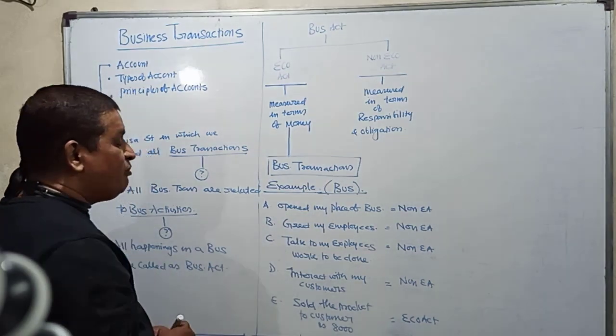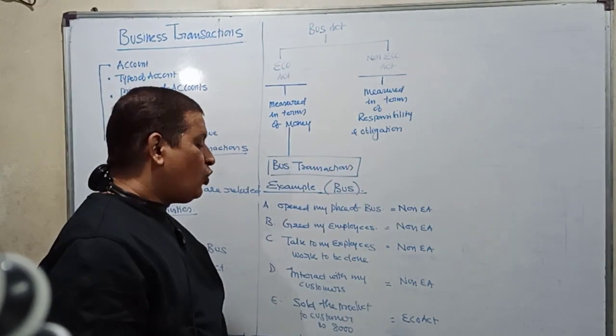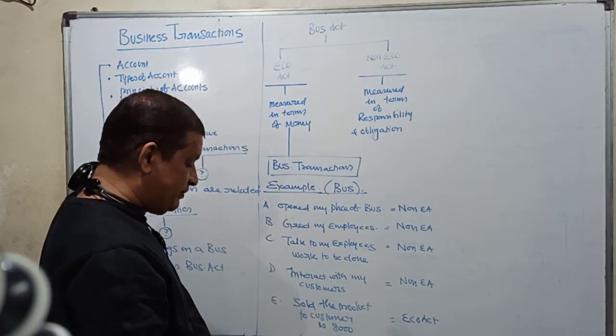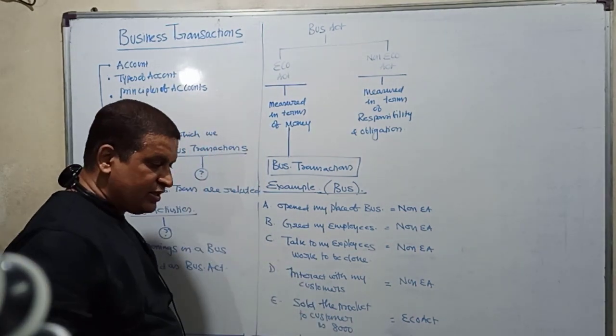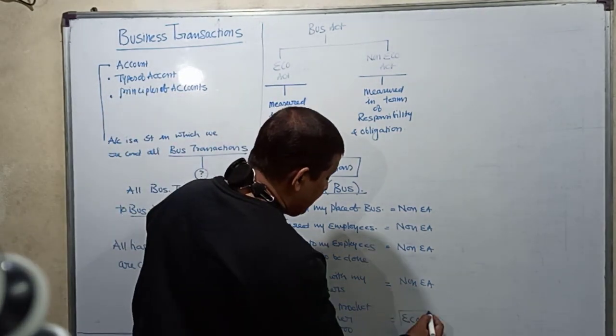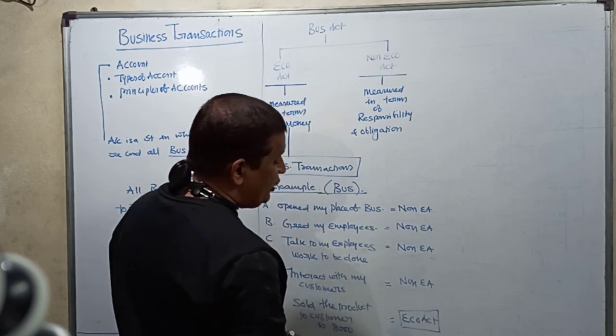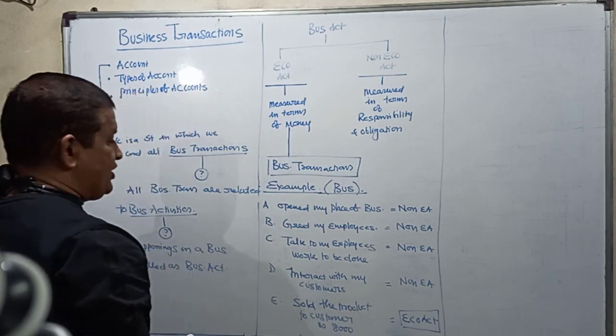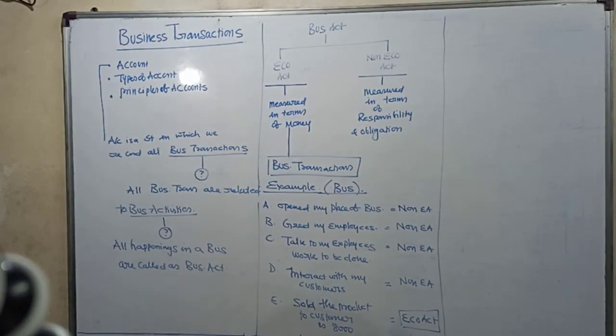So in business you do a lot of activities. Only those activities that involve money are called business transactions. So all economic activities only will be referred to as business transactions. So this is what we understood about business transactions: only those business activities which involve money are referred to as business transactions.